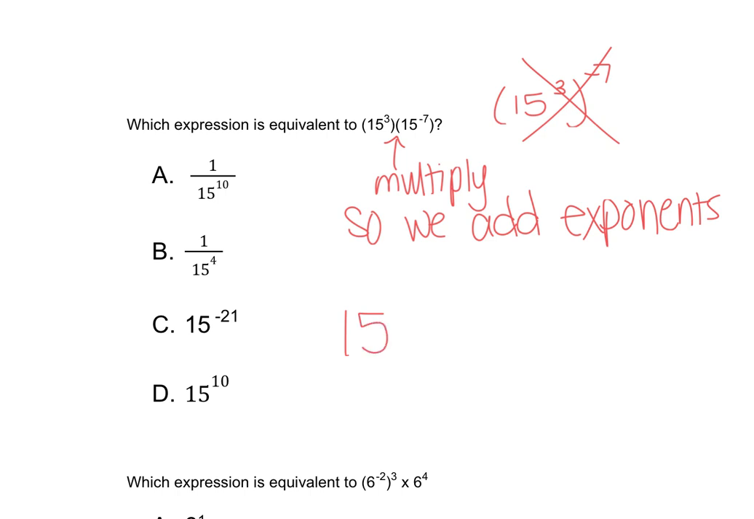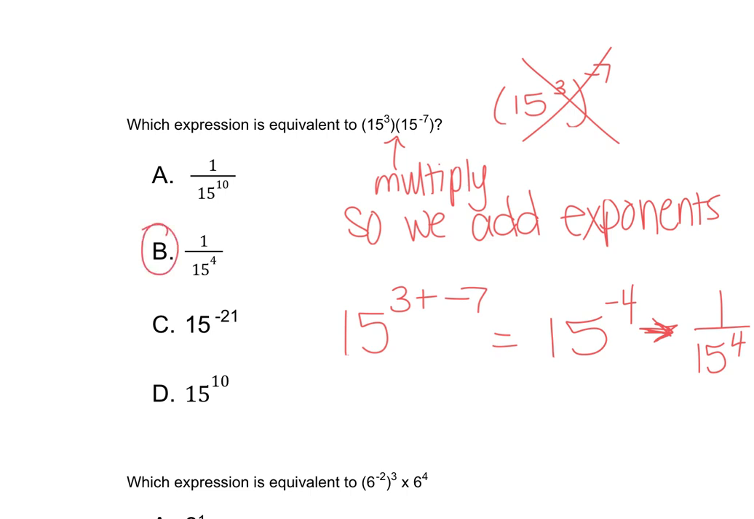So I'm going to keep the base 15, and I'm going to add 3 plus -7 to get my new exponent. Keep your base 15. 3 plus -7 is -4, which I don't see as an answer choice here. But remember, anytime we have a negative exponent, we are going to flip it and change the sign. He's unhappy where he is now, so we're going to put him down below, and change it to a positive exponent with a 1 on top. So you flip and change the sign, and that is choice B.